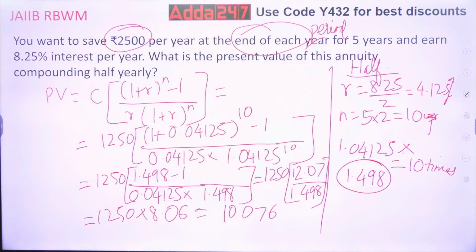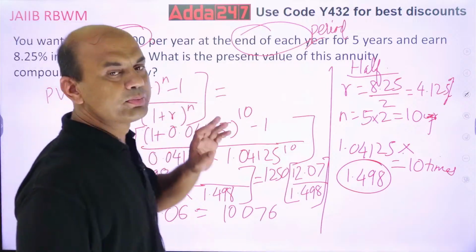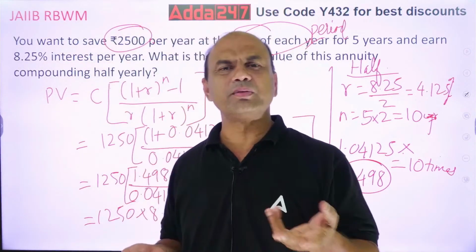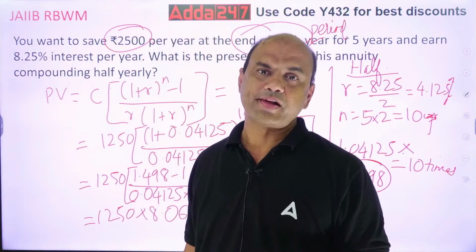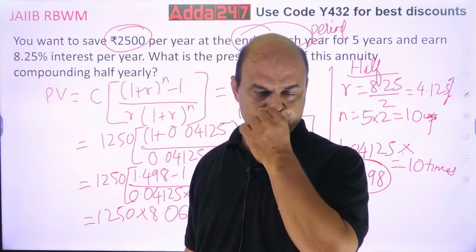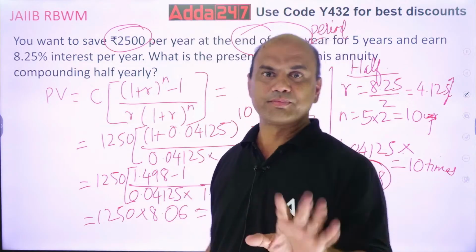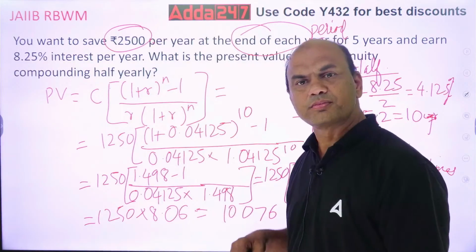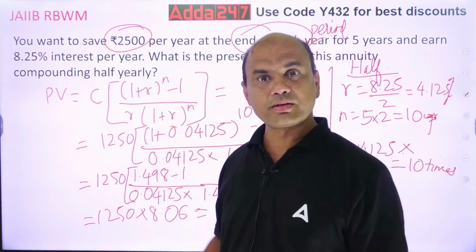Give me a simple logic. What is the logic? That I'm investing 2,500 per year for 5 years. So that figure only becomes what? That figure becomes what? 2,500 into 5. So 1250. Minimum I must get that. What am I getting? 10,000. How come? My value should be higher.